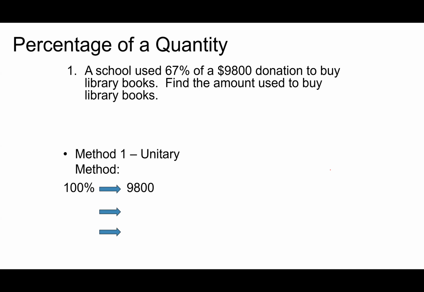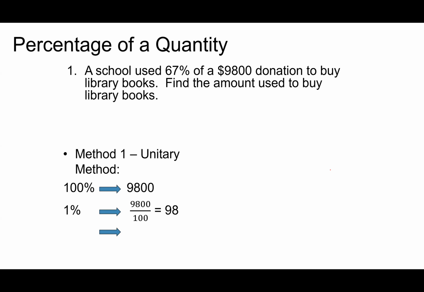You guys see any convenient ways to go from 100 to 67%? I don't know, Landon? Divide it by 100. Yeah, we could divide it by 100. That's what I would do. So I would take it down to 1%, find my unit.